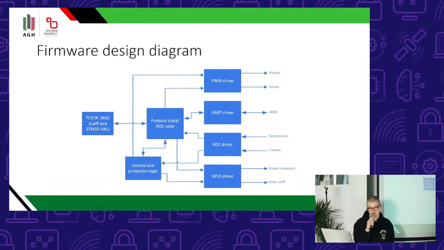There is also one independent block, the control and protection logic block, that is responsible for controlling the power, this interactive power control, and also load balancing and failure detection. It also has a connection with the protocol stack, so it can notify the control station. As you can see, I named the block in the center as protocol stack or ROS node. So what is a ROS node? ROS is the Robot Operating System. It is a widely used framework for writing software for robots.